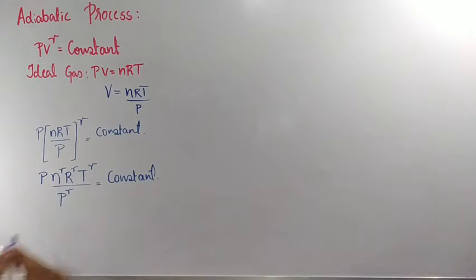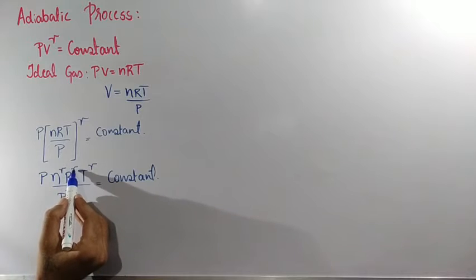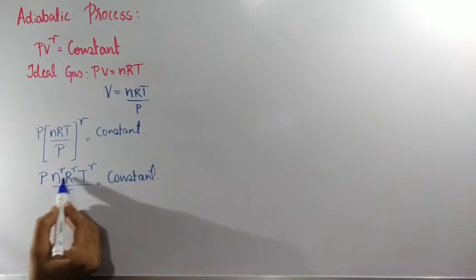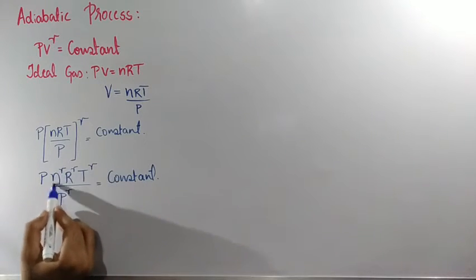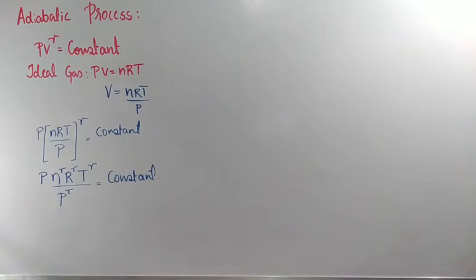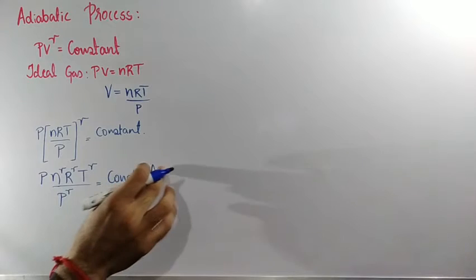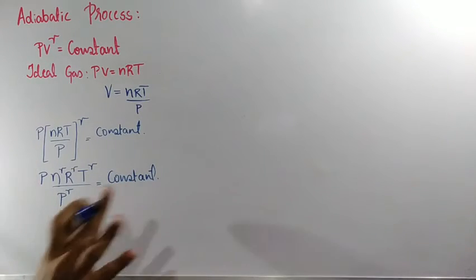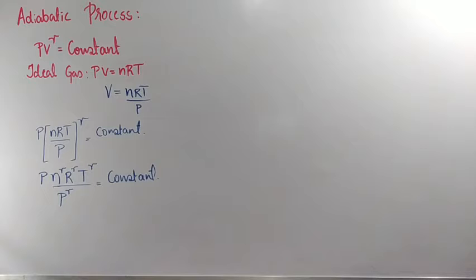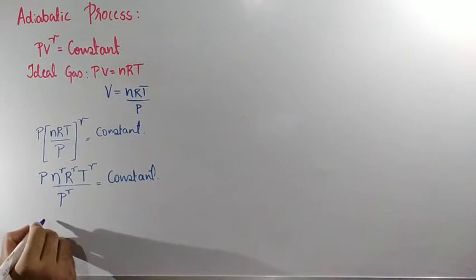Now what all the things will get cancelled? Think about this one. N is constant in case of adiabatic process, R is constant in case of adiabatic process, so N power gamma, R power gamma, this complete factor will turn out to be constant. If I take this to the right hand side, constant by constant factor, it is constant only, leave it. Now what is remaining on the left hand side? P T power gamma by P power gamma.